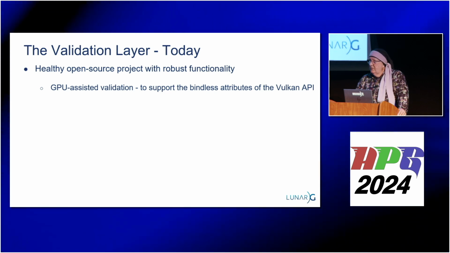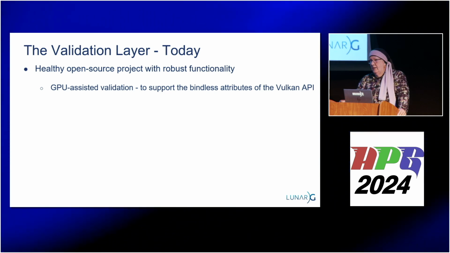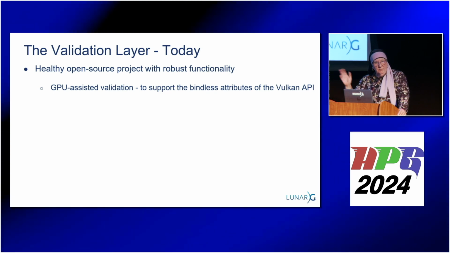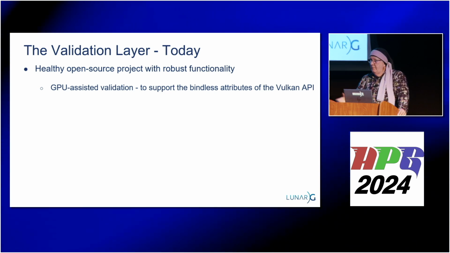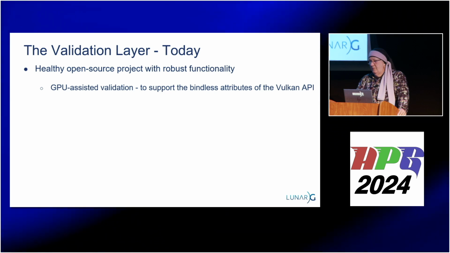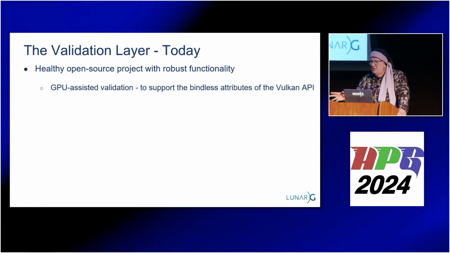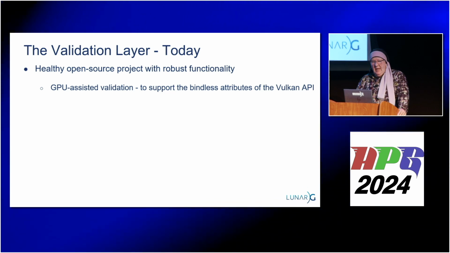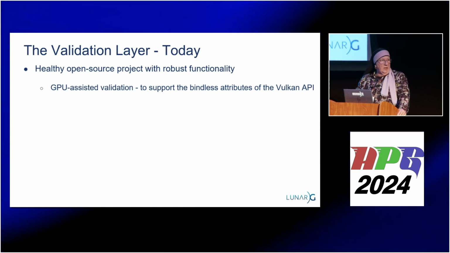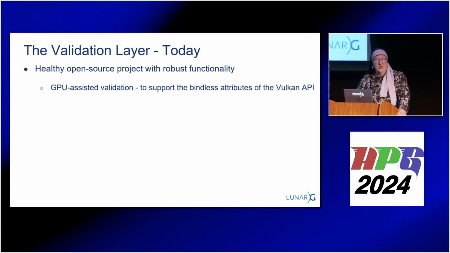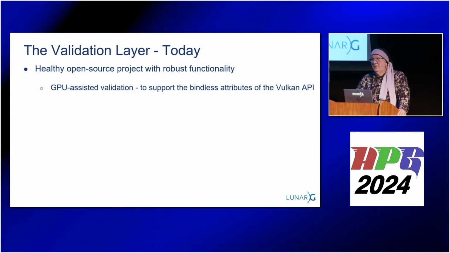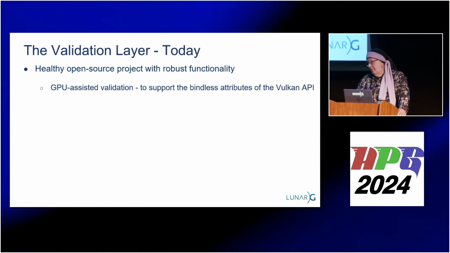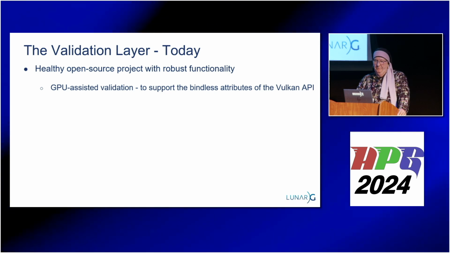In the very early version of the Vulkan API, you were required to bind buffers, textures before sending them to the GPU. Then the bindless attribute of the Vulkan API released, I think, some around 2017, if I remember correctly. This required us to add to the validation layer what we call GPU-assisted validation, or GPU-AV. This is stuff that cannot be validated until it's executing on the GPU due to the bindless nature of the API.